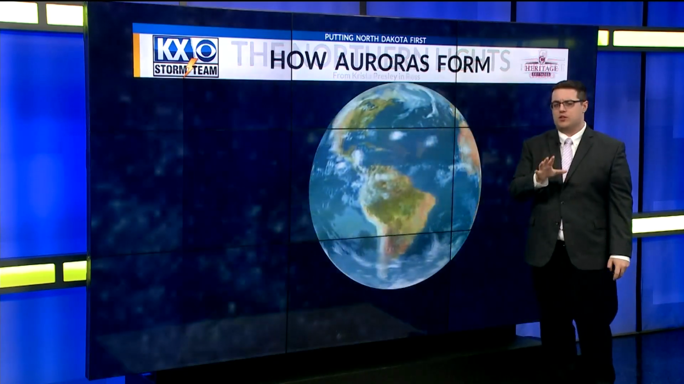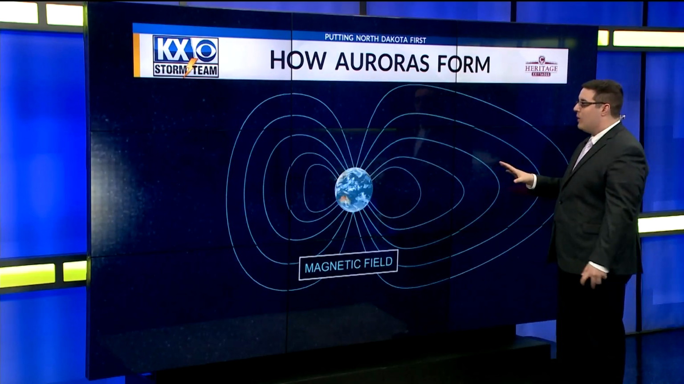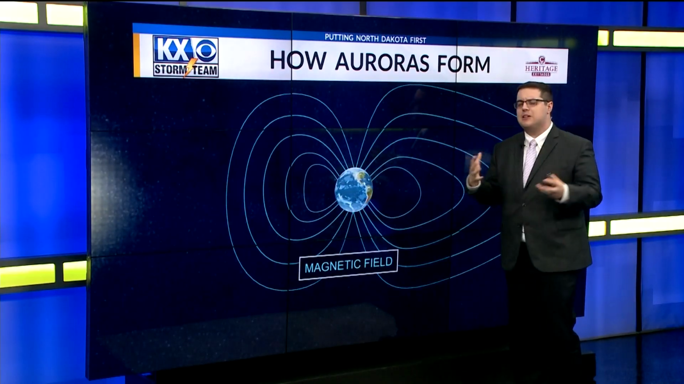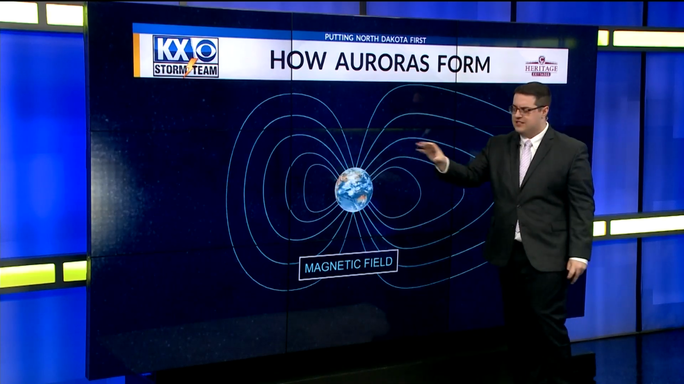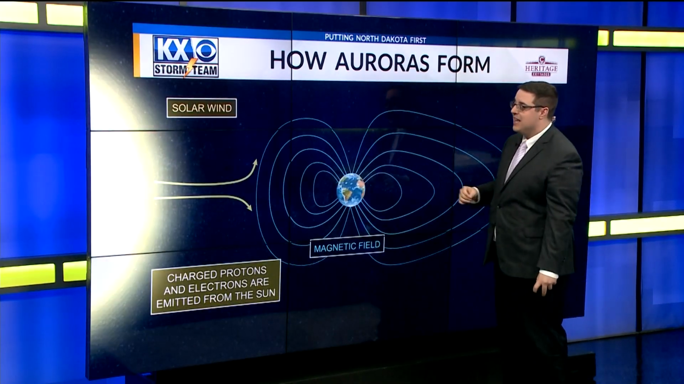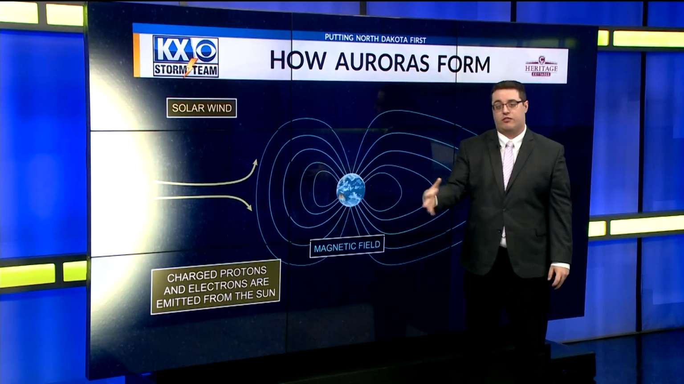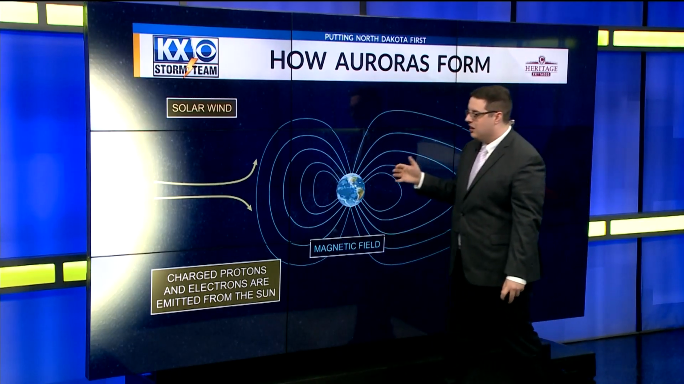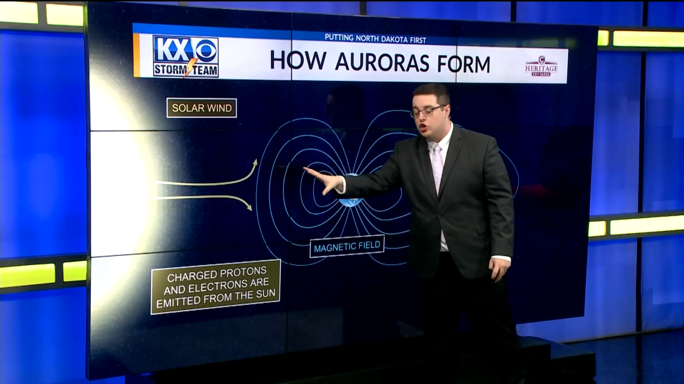So how do these auroras form? Well, we have the Earth and we have a magnetic field. That magnetic field sort of protects us from some of the evil stuff that the sun can send our way. One of those things is the solar wind. We also have solar flares and CMEs, and those are where charged protons and electrons are emitted from the sun towards the Earth.